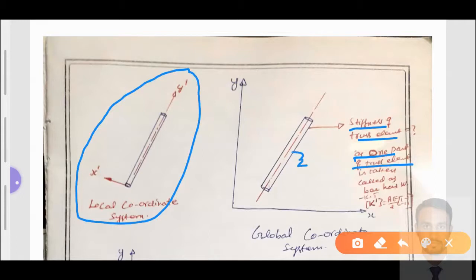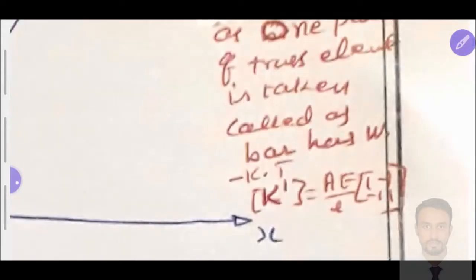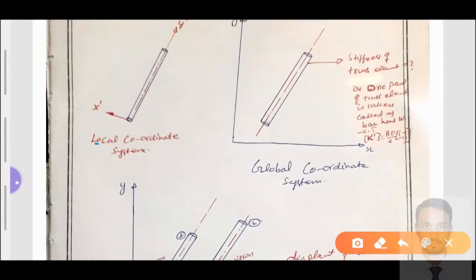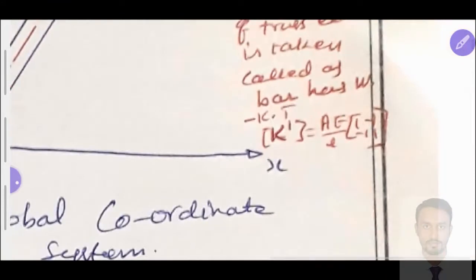This is one part of the truss element, called a bar, which has a stiffness matrix. We know that k is equal to k dash. I have taken it as the element represented in a local coordinate system. We have this stiffness matrix. It is a part of the truss element, and that part is called a bar or link element.